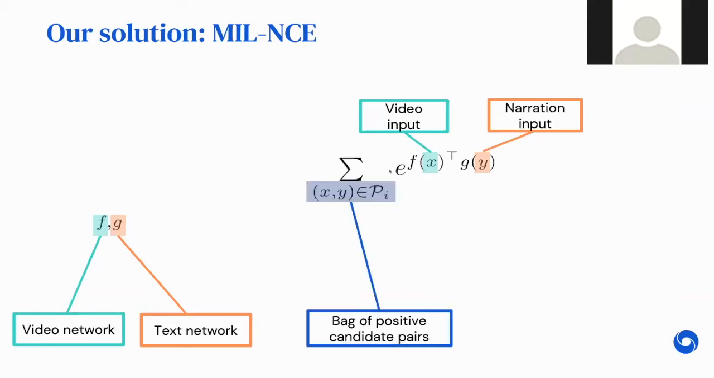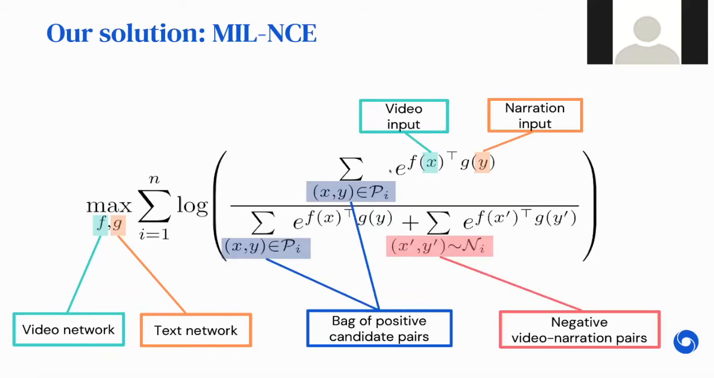So then, given the bag of positives, those different positive candidates that we have in our bag, we can sum their scores to obtain a global score for the video and the bag of clips. Next, we apply the contrastive idea, where we have the score for the positive that we are going to contrast with some negatives that we are going to sample from our data set.